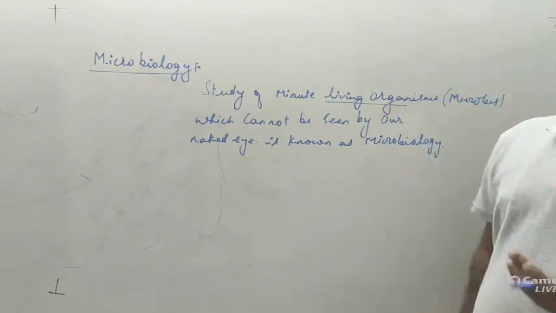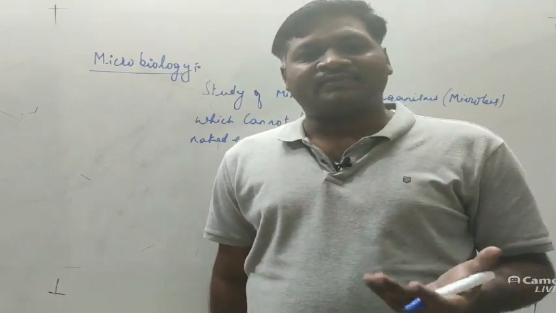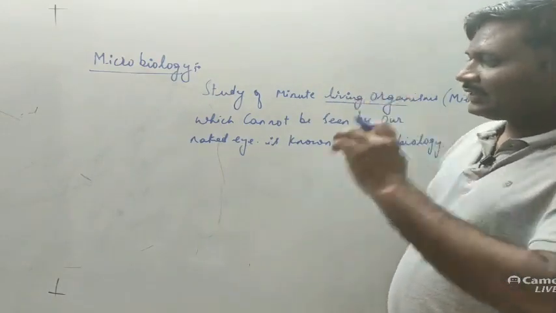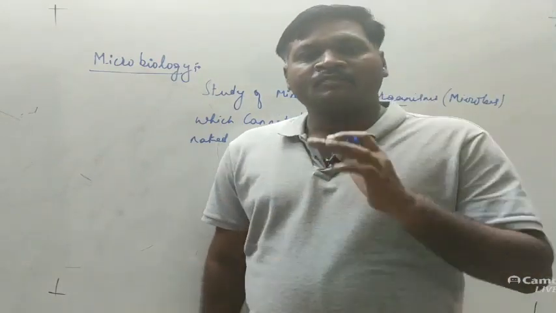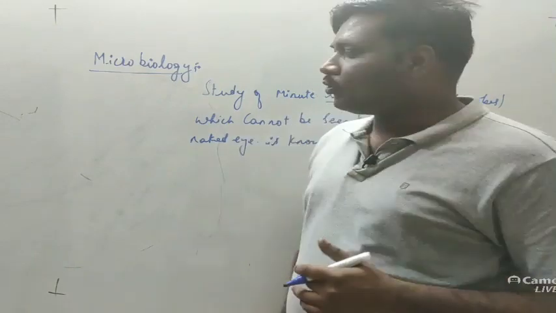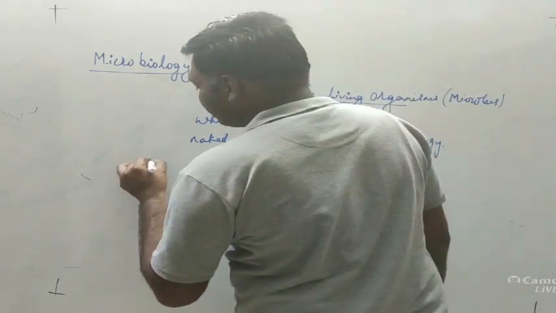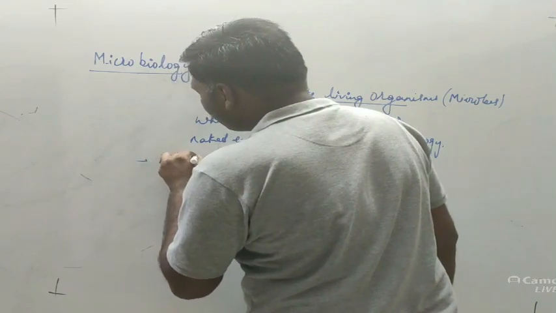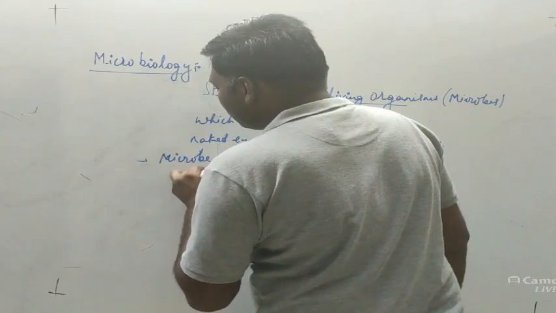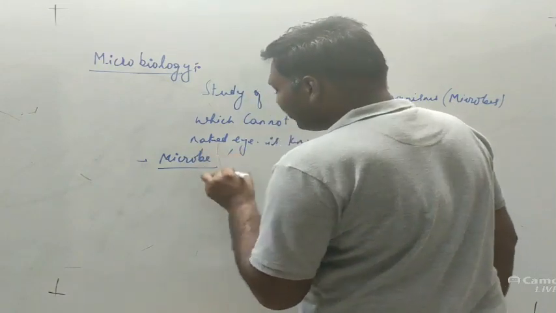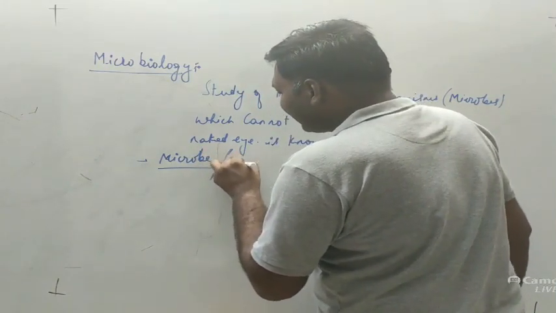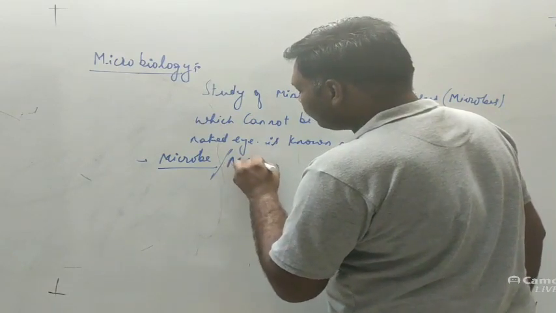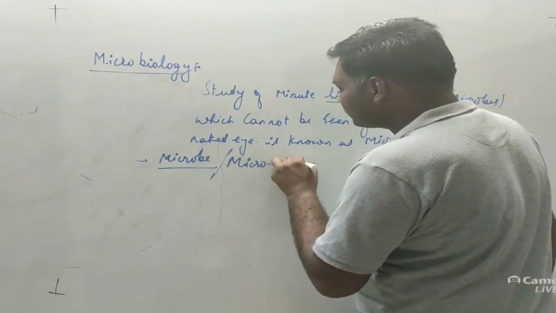In the field of microbiology, various scientists have given their contribution. Microbiology is not about a single living organism; it covers different types of microbes. Now what is meant by microbe? Microbe can also be called microorganism.